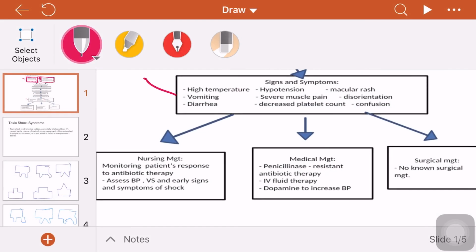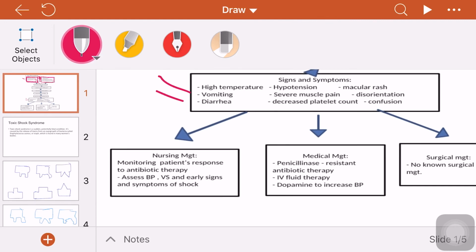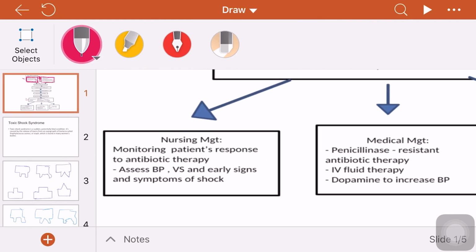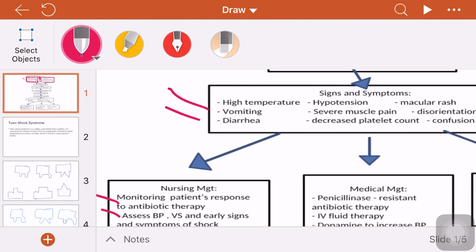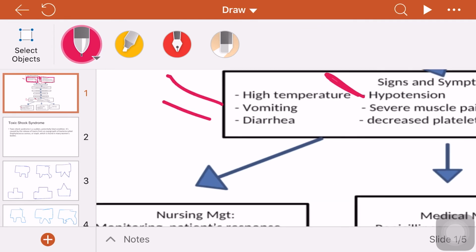Nursing management for the signs and symptoms of toxic shock syndrome. Nursing management actually kuwang ni siya guys, but you can monitor patient's response to antibiotic therapy, assess BP, vital signs, and early signs and symptoms of shock. And since naay diarrhea, you can advise to have adequate fluid intake to compensate the fluid loss because of diarrhea. Increase fluid intake gihapon for hypotension to increase blood volume. For vomiting, small frequent feeding lang, and then bland foods like crackers.